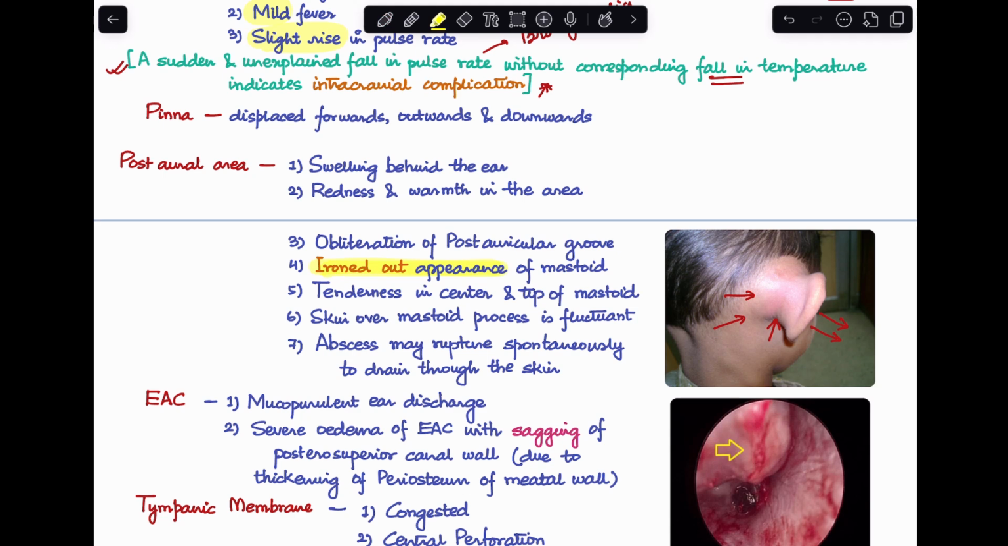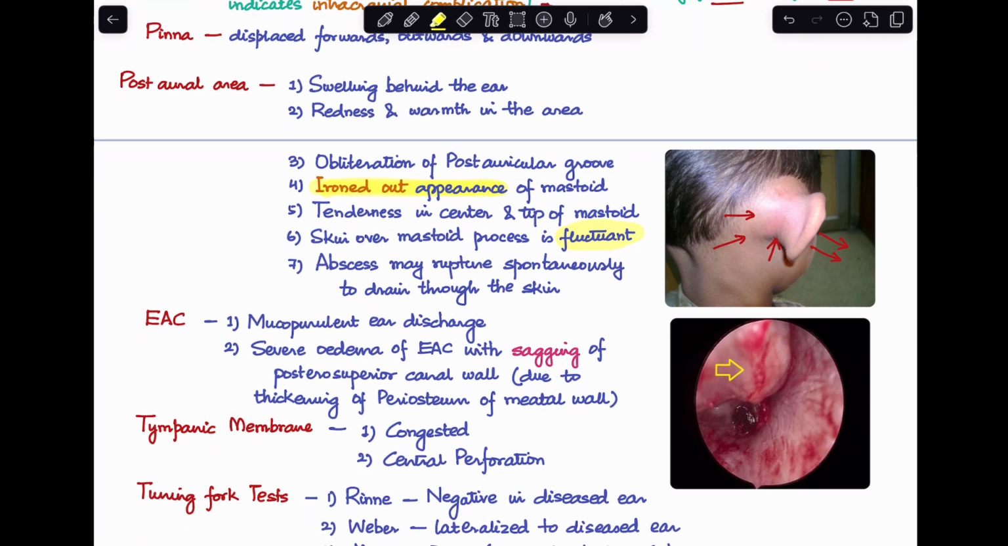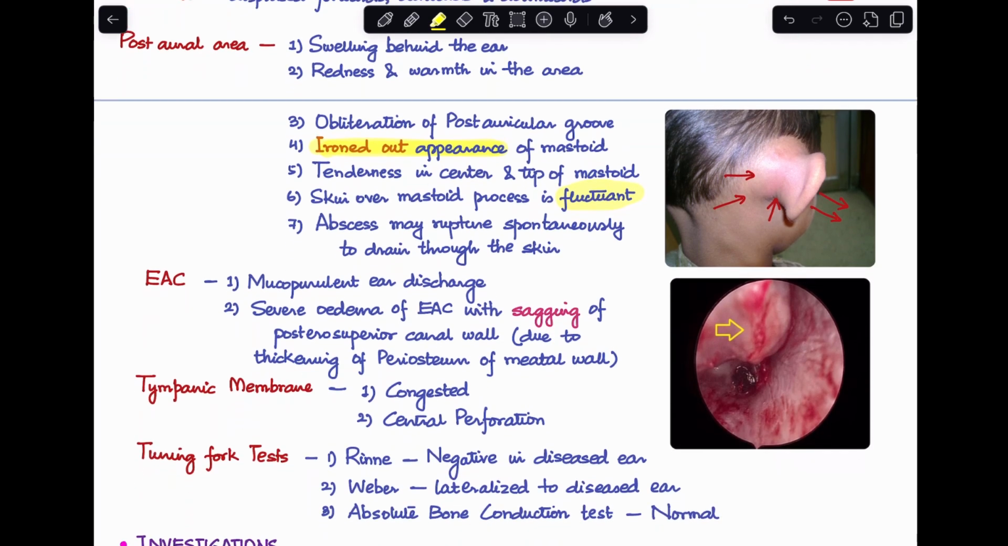And there is tenderness when you press in the center and the tip of mastoid. And the skin that you see over here, over the mastoid process, that will be fluctuant. Sometimes the abscess may also rupture spontaneously to drain out through the skin. So these are all the findings in the postauricular area. Now let's move on to the external auditory canal.